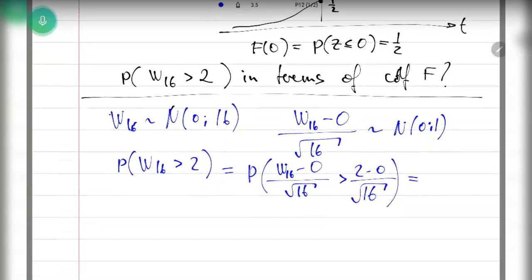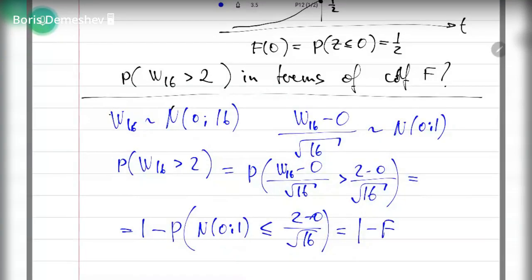Hence, that's 1 minus the probability that my standard normal random variable will be less than 2 minus 0 over square root of 16. And that's just basically 1 minus CDF, cumulative distribution function, evaluated at the point 2 over 4, 1 minus F of 0.5.